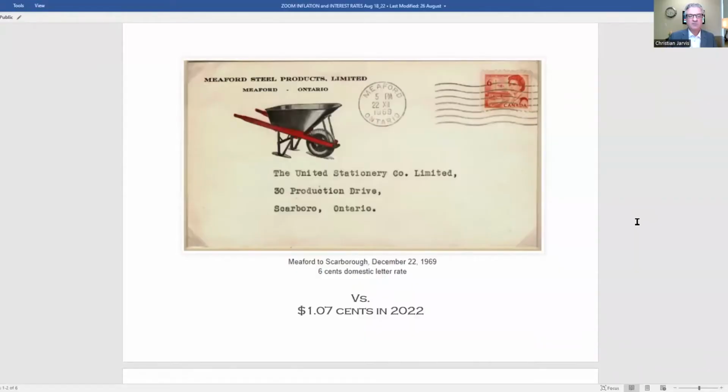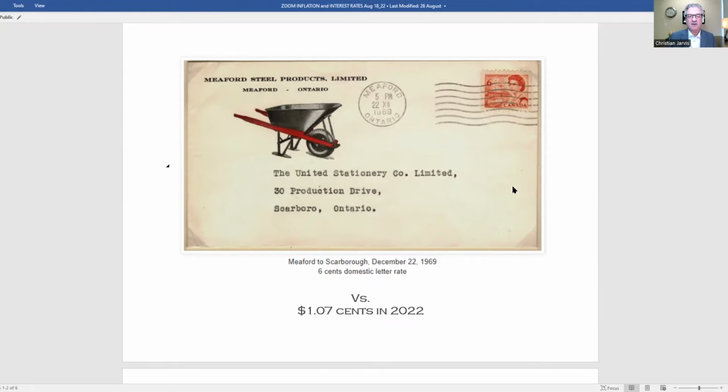So without further ado, I'm going to jump into some charts and we will walk through exactly what inflation is. Okay, so we're going to start with a fairly common and basic commodity, and that is a Canadian postage stamp. If we go back to 1969, the face value on a Canadian postage stamp was 6 cents. If you fast forward to 2022, that same stamp's face value is $1.07.